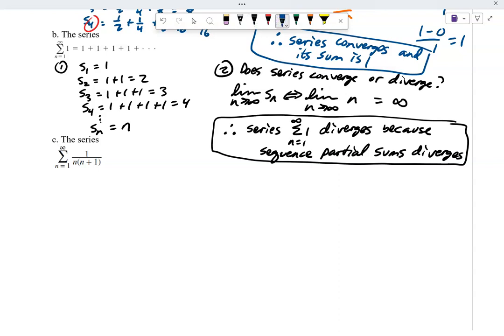Let's take a look at this one now. If I was writing this out, sum of one term, I'd have 1 over 1 times 1 plus 1, so I'd have a half. If I had two terms, I'd have a half plus, now I let n be 2, 1 over 2 times 2 plus 1, so 1 over 6. Now if I add up 3 terms, I get a half plus a 6. Now I let n be 3, 1 over 3 times 3 plus 1, so 1/12.